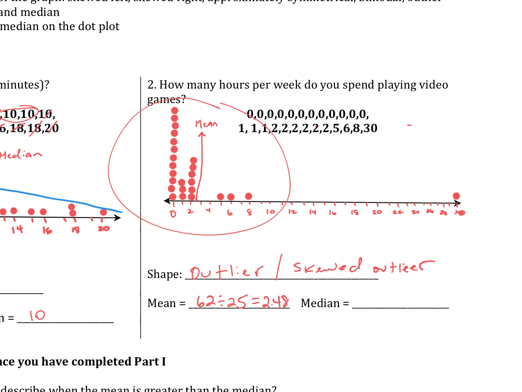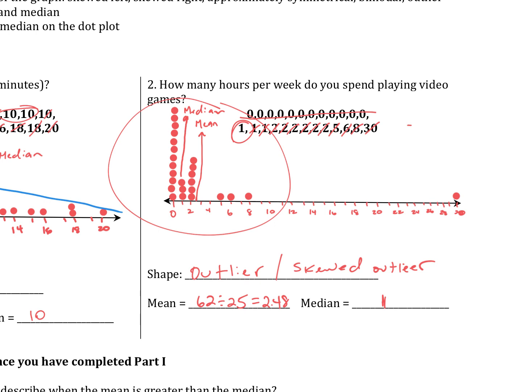All right, and then I'm going to go ahead and calculate our median as well. I know there's 12 zeros on the top, so I'm just going to cross out 12 numbers starting from the back. 1, 2, 3, 4, 5, 6, 7, 8, 9, 10, 11, 12. So I see that my median is 1. So that's right here. Label that median.